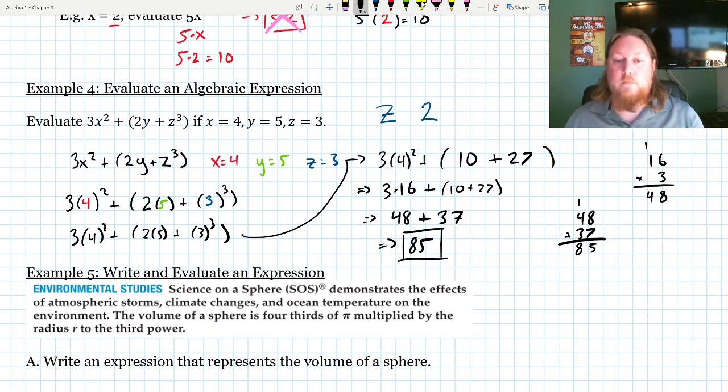Alright. That's one of the most complex versions of what you're going to be doing for this section of the book. I'm going to pause it and then we'll do the last example or two.